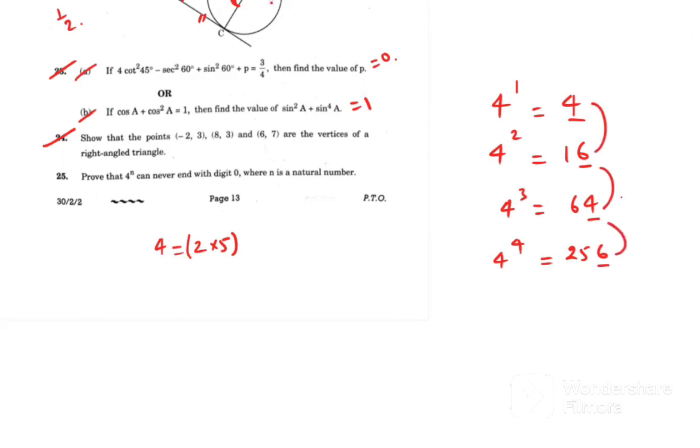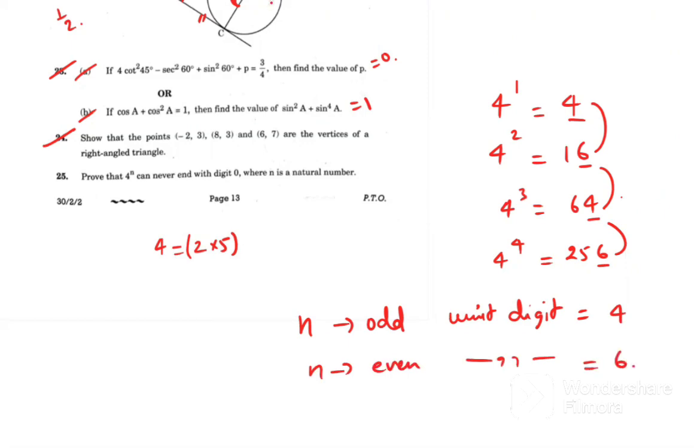Okay. So when n is odd, what is the unit digit? You can say the unit digit is 4, isn't it? And when n is even, what is the unit digit? Unit digit is 6, right? So therefore, this number 4 power n can never end with a digit 0, and hence proved.